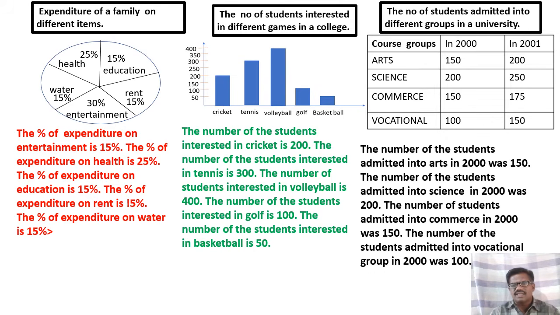And looking at the table chart also we can write like this. The number of the students admitted into the arts in 2000 was 150. The number of the students admitted into science in 2000 was 200. Like this we can write the values looking at the diagrams.